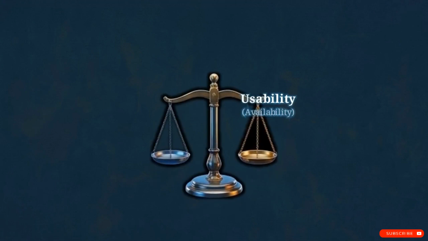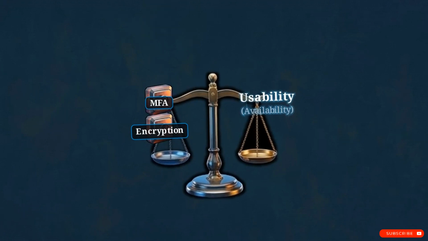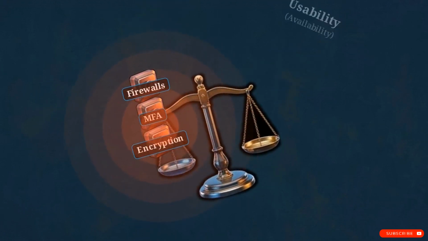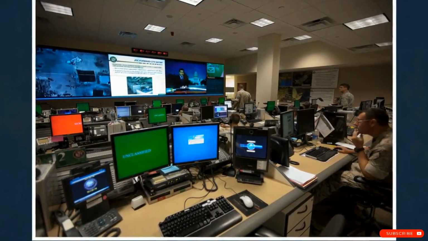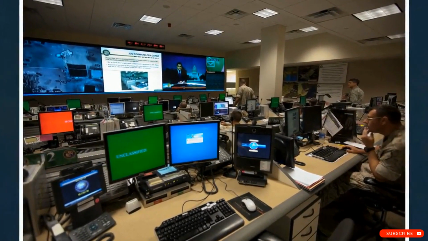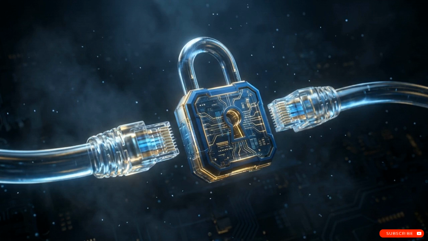But here is the challenge. These 3 pillars often conflict. If you add too many layers of encryption and multi-factor locks to protect data, the system becomes slow and difficult to use. You have to choose a balance based on your mission. In this military command center, operators prioritize confidentiality above all else, using air-gapped networks that sacrifice speed for secrecy.